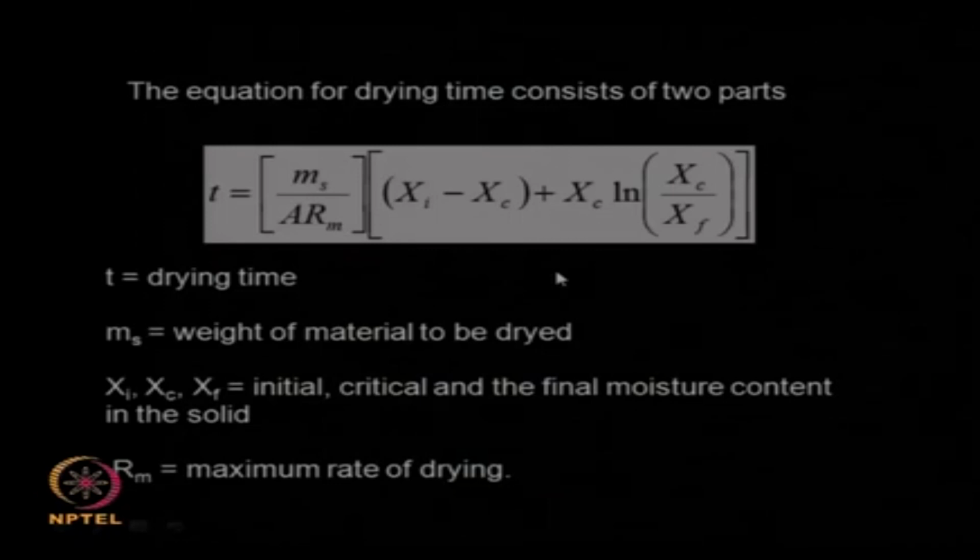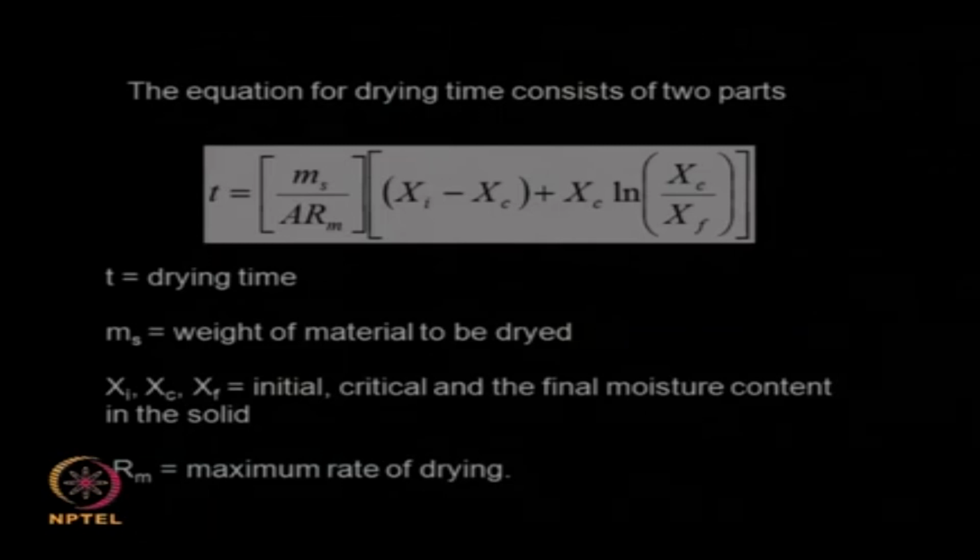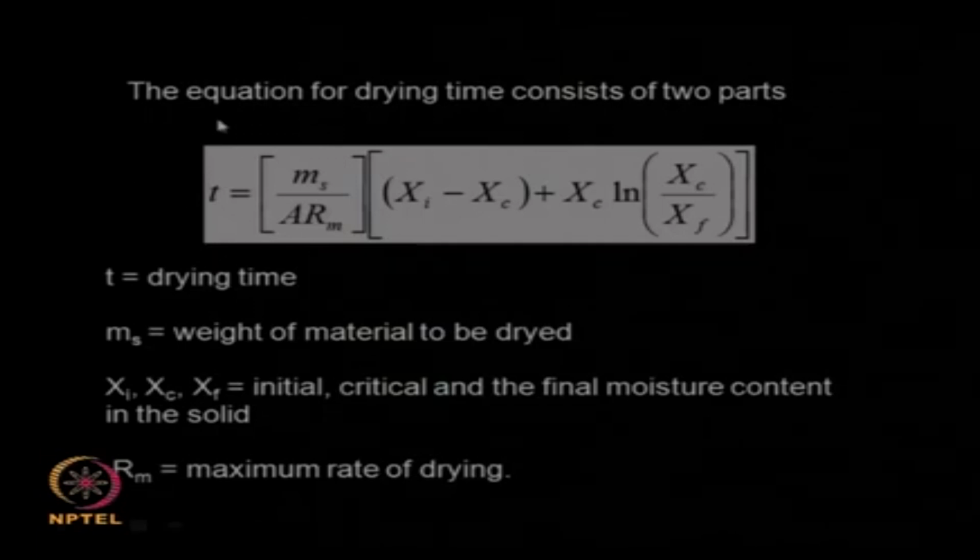So if I know what is the critical moisture and the final or equilibrium moisture content of the solid, and if I know what is the initial moisture content of the solid, if I know the mass of the solid as well as area, I can calculate what is the time required to dry that material, starting from Xi going down to Xf. Xi is the initial, Xf is the final, and the critical moisture comes in between actually. So these equations are very useful to calculate the amount of time required for drying.